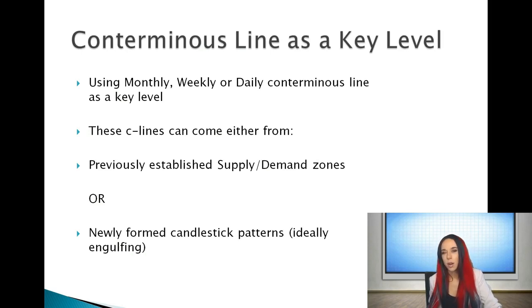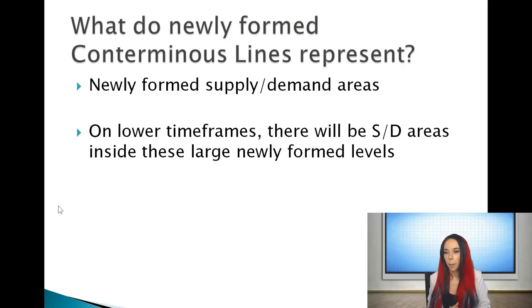So why does this work if there's no real supply demand yet? Well, let me ask you this. What exactly do you think newly formed conterminous lines are on larger time frames? How are they formed? If you drop down a time frame or two, what do these levels look like when you really zoom into them to see what's going on?